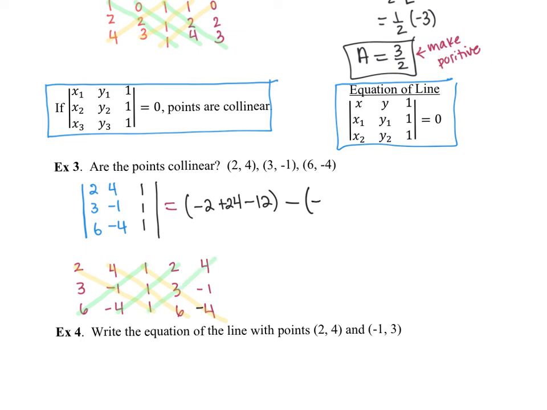Okay, so that's -6 minus 8 plus 12. So this equals 22 minus 12, 10, minus -2. 10 plus 2 is 12. So not collinear.